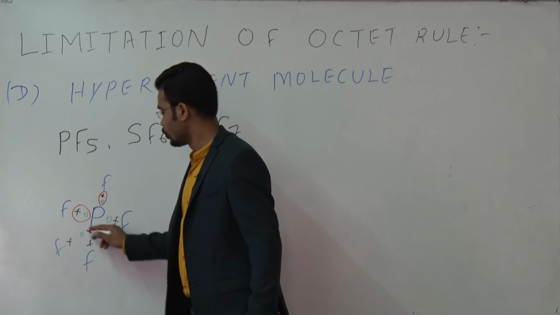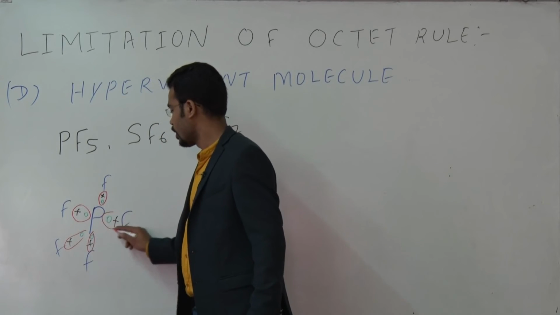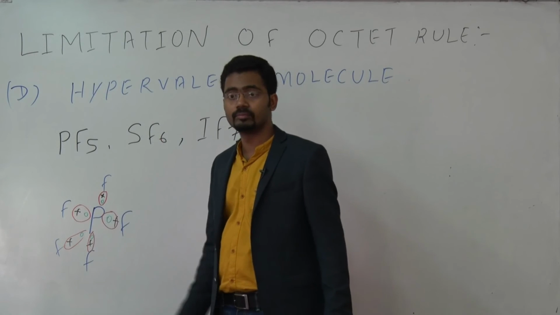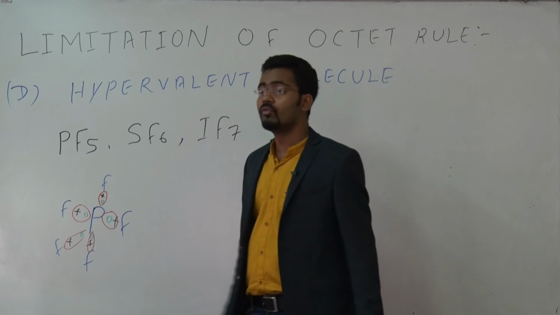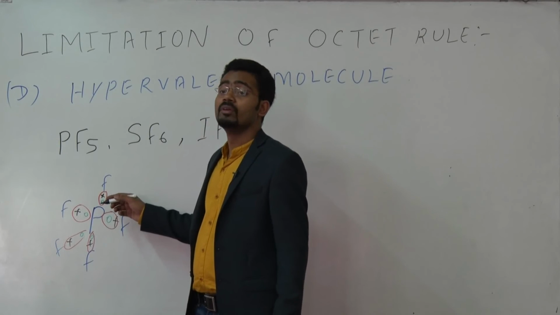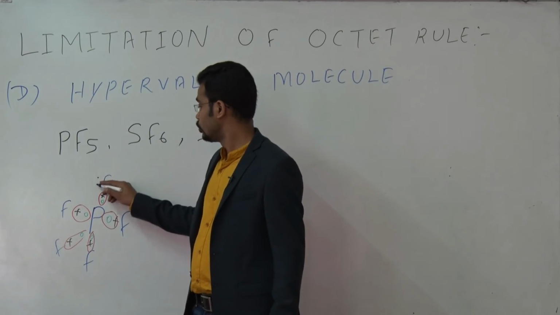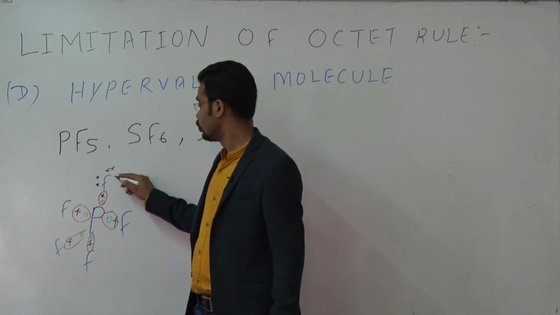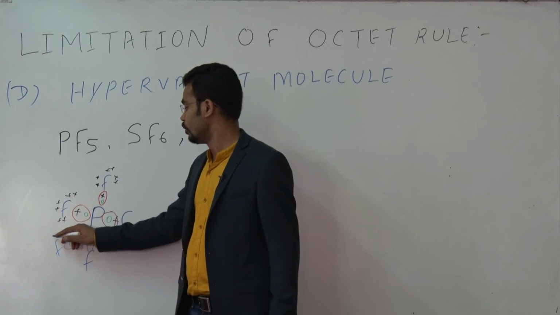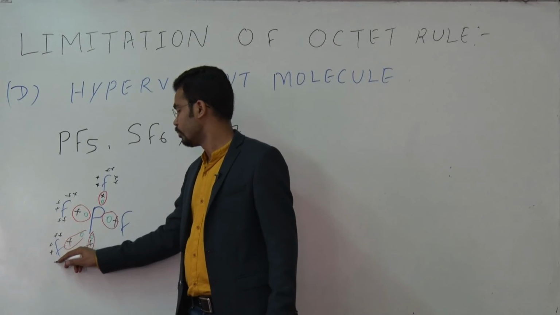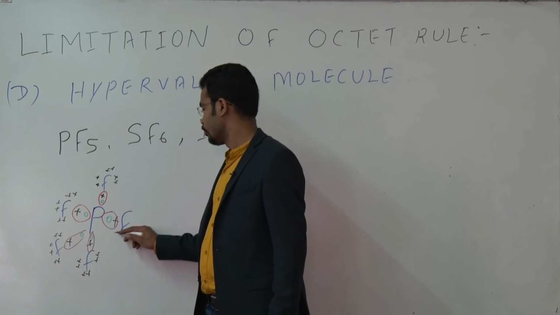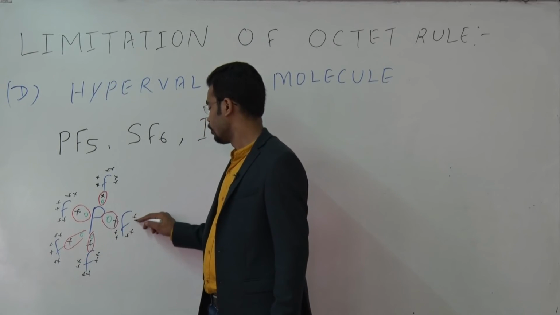Here also 2, here also 2 and 2. So all are single bonds. Yes or no? These are single bonds. And tell me the lone pairs on fluorine. If 1 electron is shared, the total number of electrons is 7, so all fluorine atoms have 3 lone pairs. Yes or no?